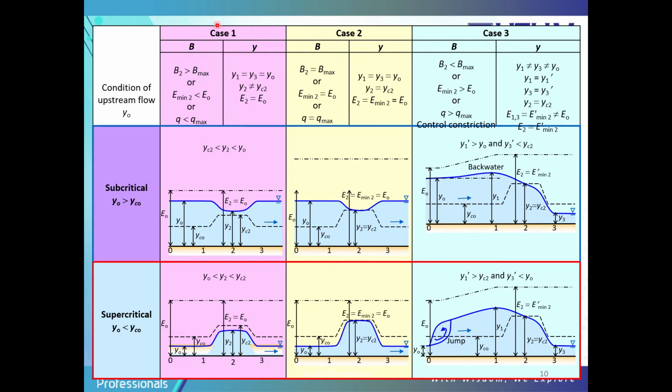They also have case 1, case 2 and case 3 here. So the condition of upstream flow is based on Y naught. Subcritical is when Y naught is more than Y critical normal here. Supercritical is when Y naught is less than YC naught here. Okay, so this is based on case 1, case 2 and case 3.